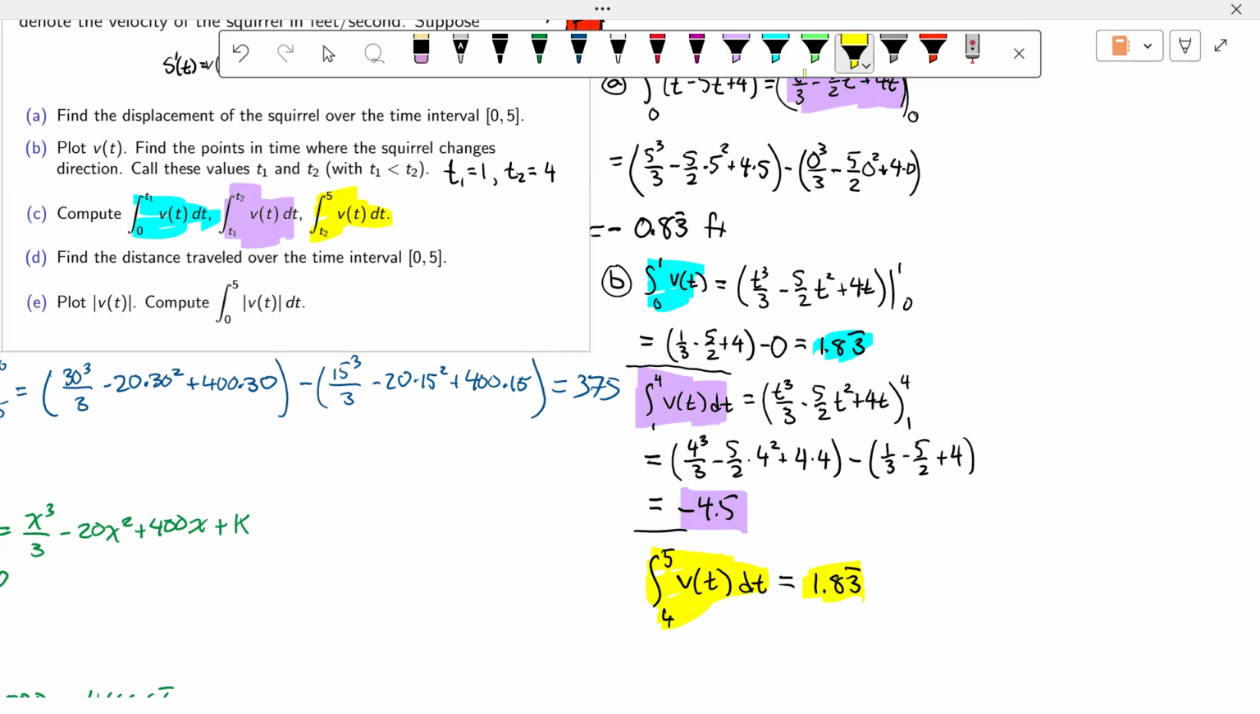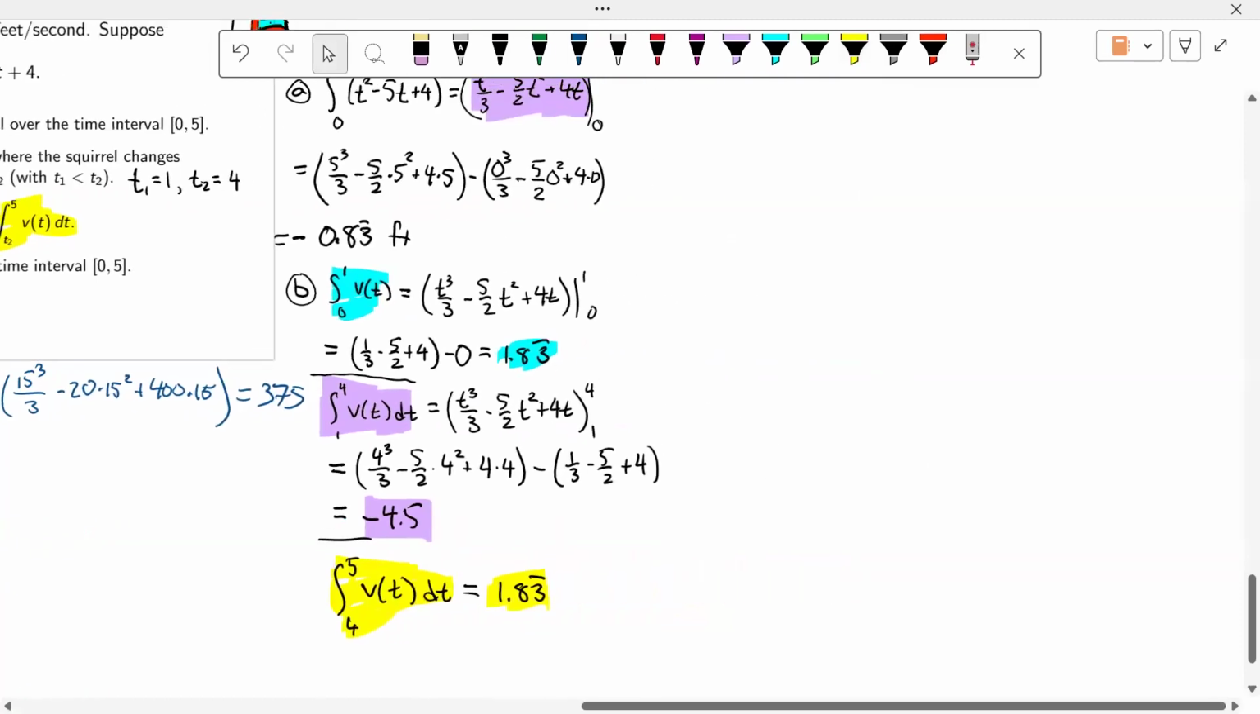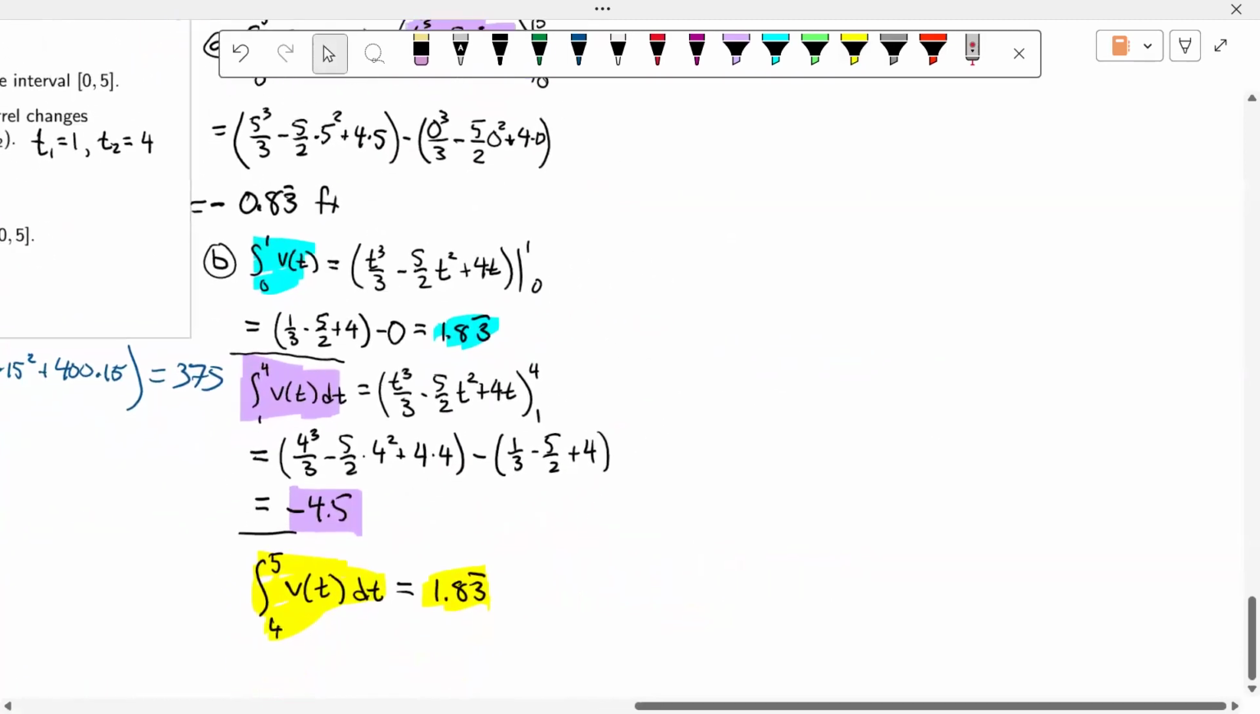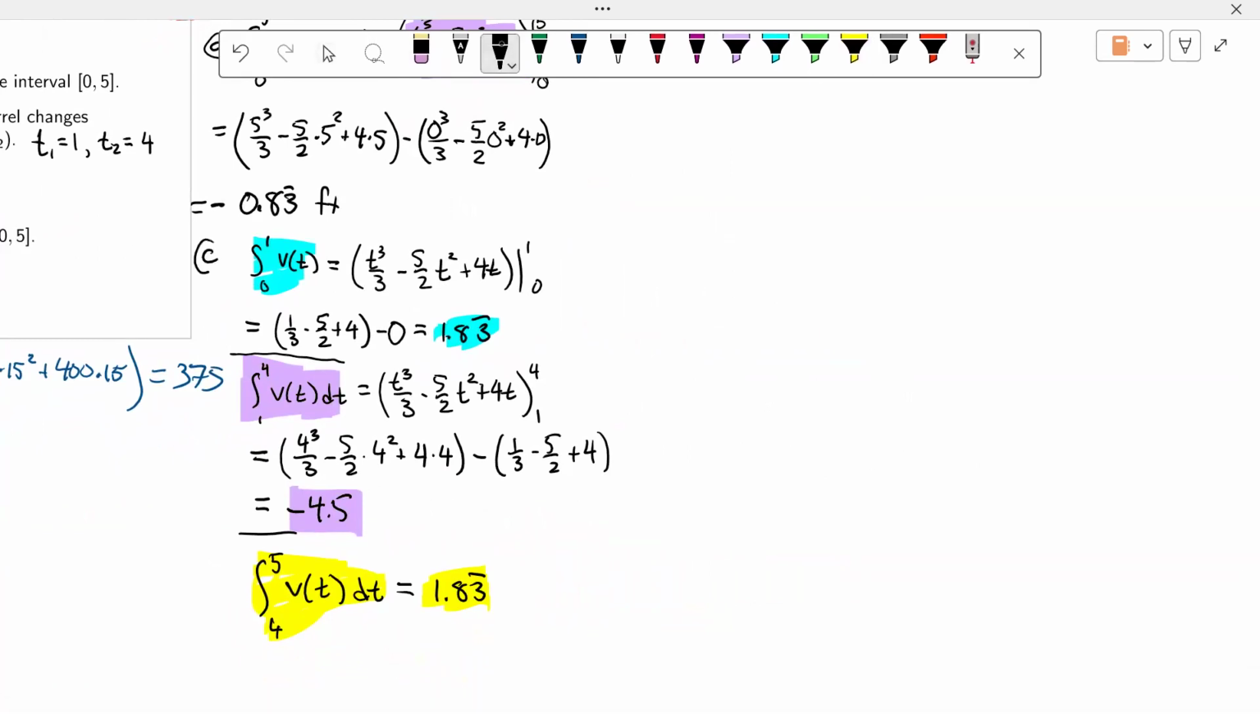So now the question is how far did the squirrel travel? What was the distance traveled? So any idea on how we figure out the distance traveled by the squirrel over this interval from 0 to 5? I guess this is technically part C. Absolute value signs, says Sydney.